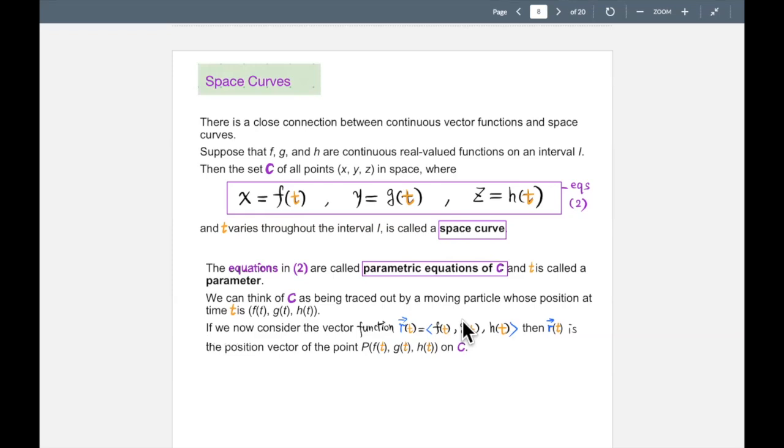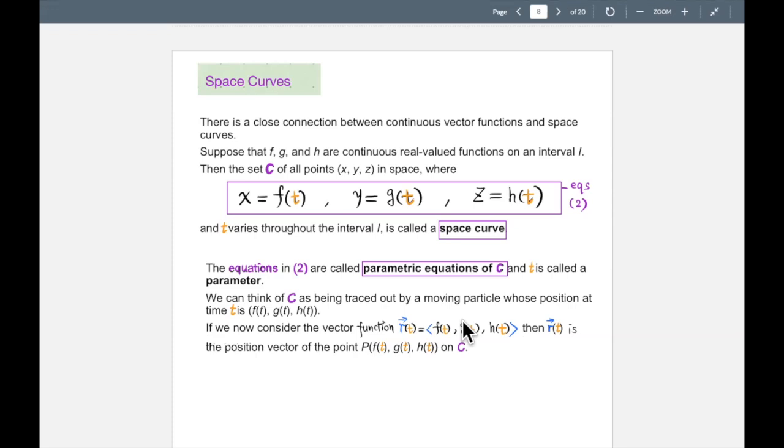So suppose that, remember, this is the first component, second component, and third component function. What is that space curve? That space curve will consist of all those points x, y, z in space, where x equals the first component function, y equals the second, and z equals the third, as the t value ranges throughout the interval. This is called a space curve. And these equations are called parametric equations of the curve. We put a C there for the curve.